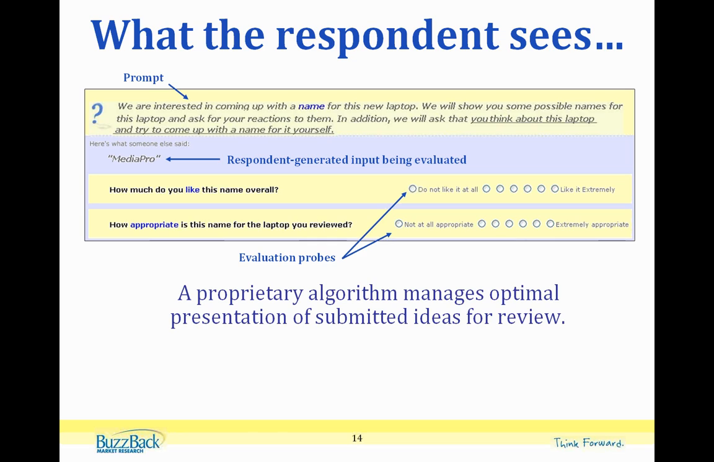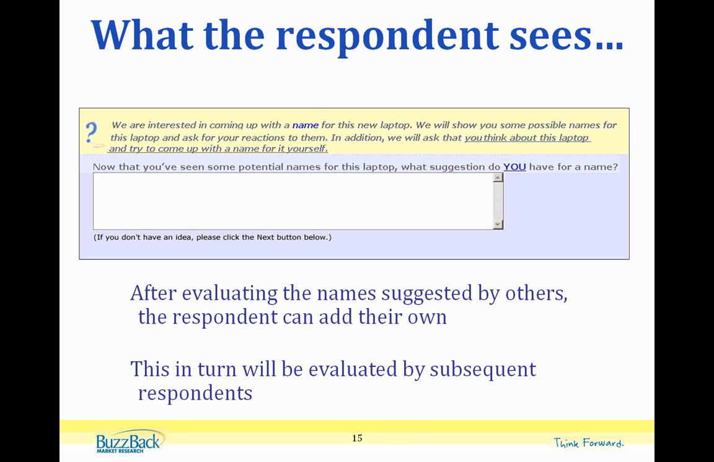Now, those scores are the ones that are taken back into the IDQ engine, and it's how we go about doing a sorting exercise to help you identify the better and the worse responses. After they have gone through those 10 names, they are then asked if they have their own name they'd like to submit.